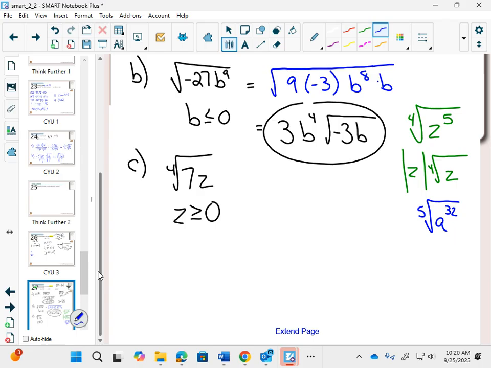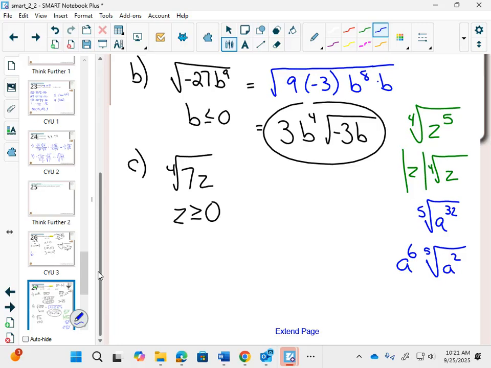How many can I pull out? 6. How many would I have left? 2. That's simplified. Okay? So the mixed radical is simplified, and now we're adding variables and numbers at the same time.